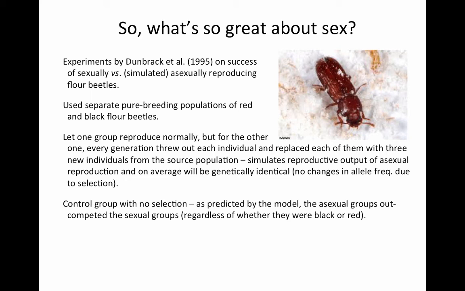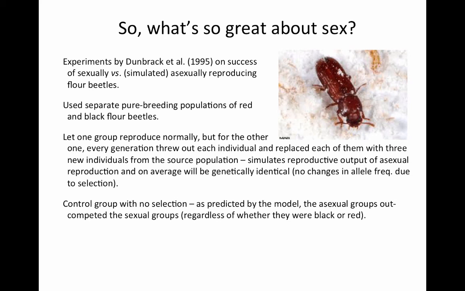They alternated using the black beetles or the red beetles as the asexual ones. It didn't matter whether the asexual ones were the black beetles or the red beetles. The one that was sexually reproducing always was eliminated from the population. The one that was asexually reproducing took over the entire population. So this is totally consistent with John Maynard Smith's model.